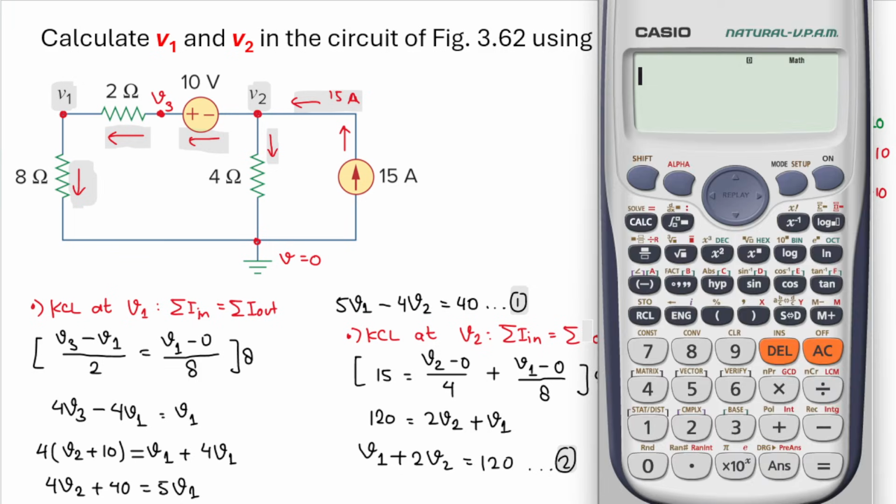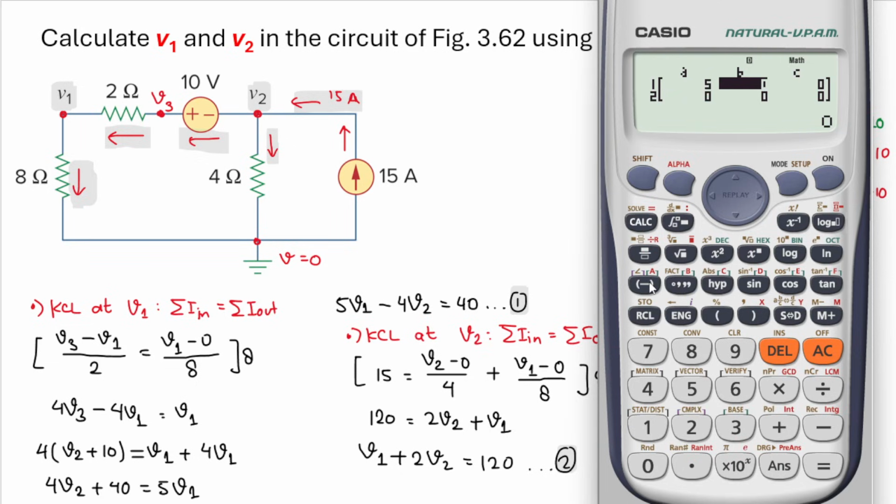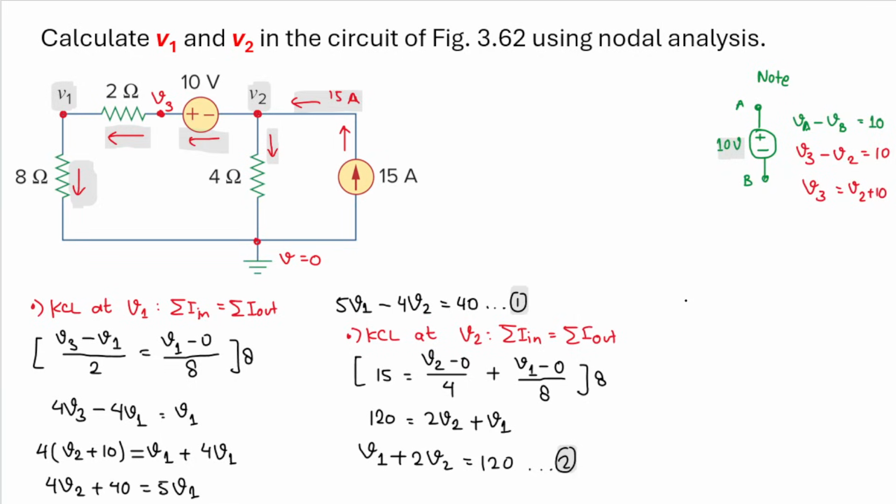Let's set up our calculator: equation solver is number 5, two variables is number 1, and we can just plug in the coefficients. So I'll have 5, minus 4, and 40. Good. And then 1, 2, and 120. Okay, so V1 is 40, a nice number. So V1 is equal to 40 volt.